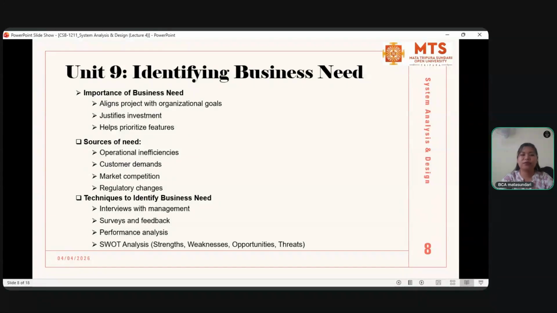Techniques to identify business needs are interviewing management, surveys and feedback, performance analysis, SWOT analysis. SWOT means strengths, weaknesses, opportunities, and threats. So remember, SWOT stands for strengths, weaknesses, opportunities, and threats.